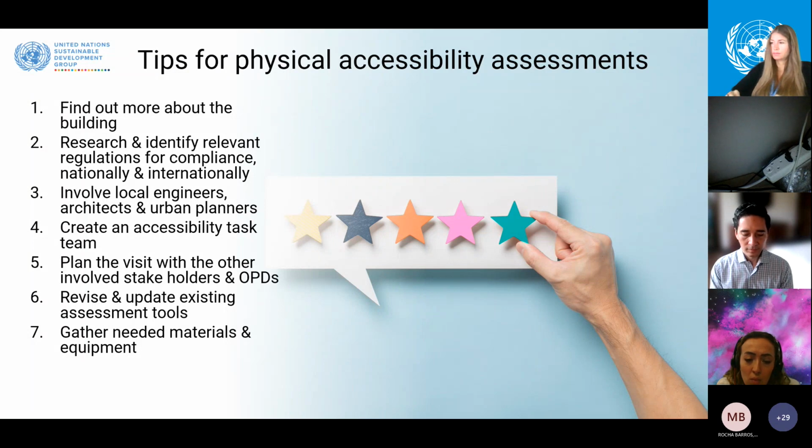Number 4, you have to create an accessibility task force or a task team and assign each team member a task. Divide your work into small, doable items, and always assign each team member a task in order to be easy for them to follow. The fifth thing is to plan the visit with the other involved stakeholders or parties, like organizations of persons with disabilities and persons with disabilities themselves.